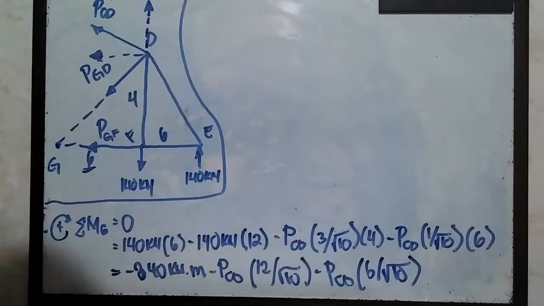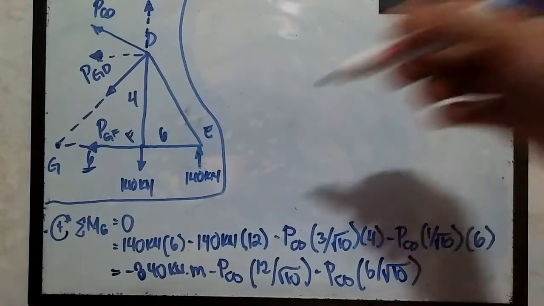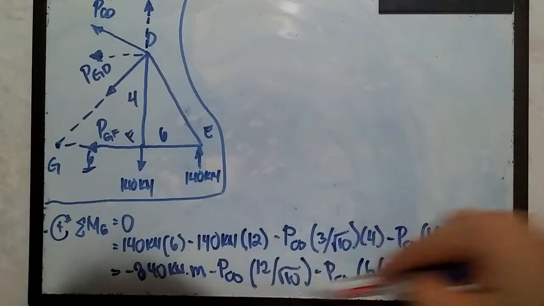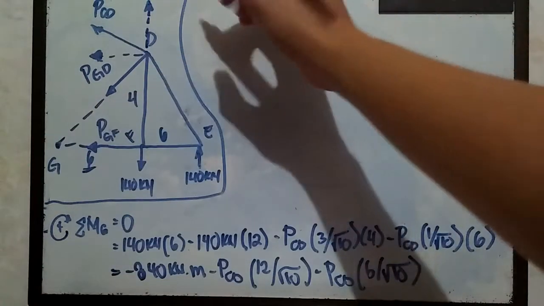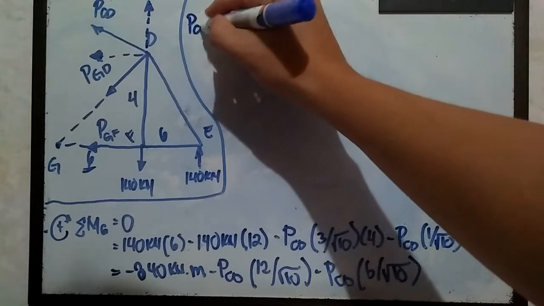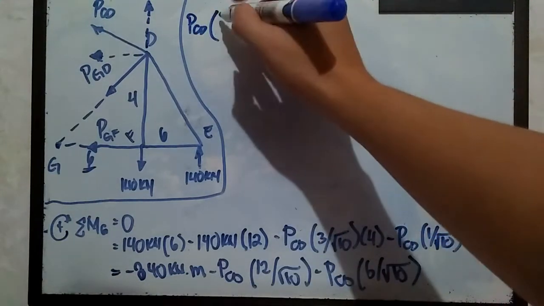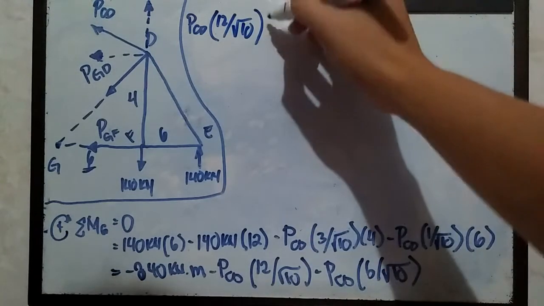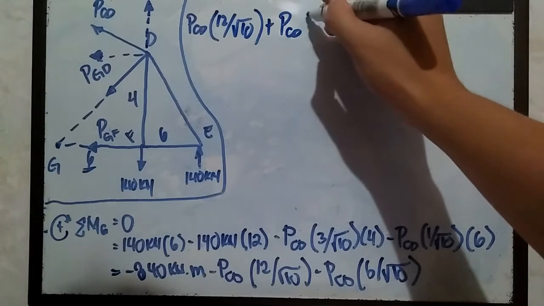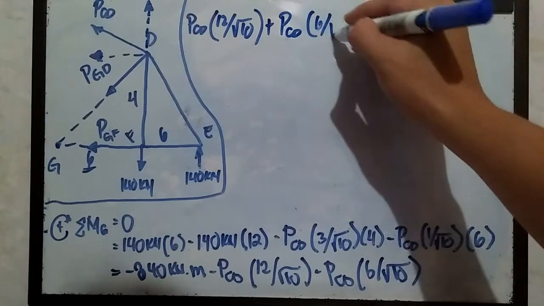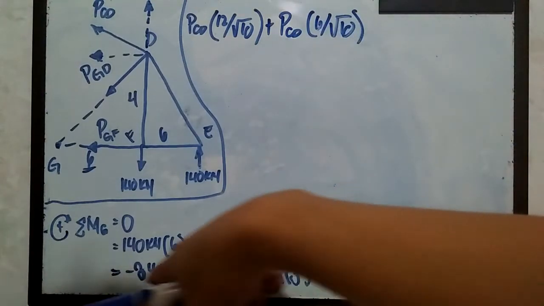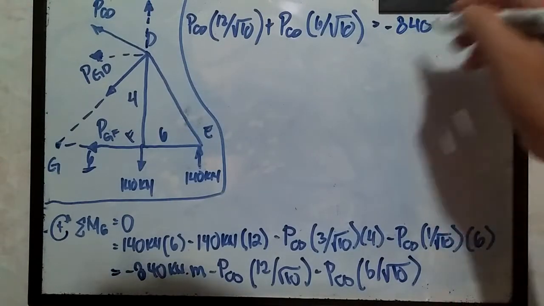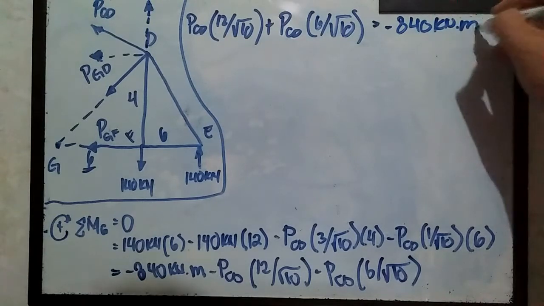And let's try to solve this algebraically. So I'm going to transpose P sub CD, both of this P sub CD, to the left. So upon simplification, P sub CD, the slope 12 over square root of 10, plus P sub CD 6 over square root of 10 equals negative 840 kilonewton meter.